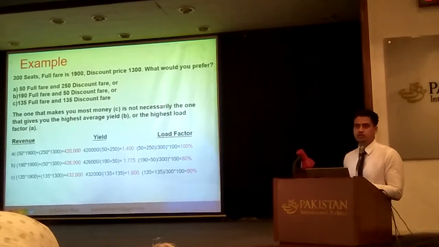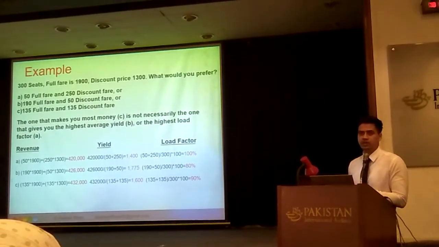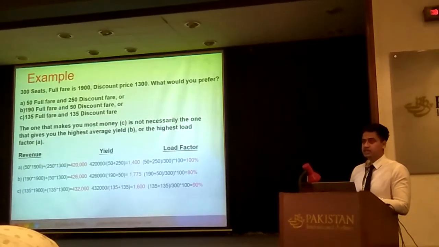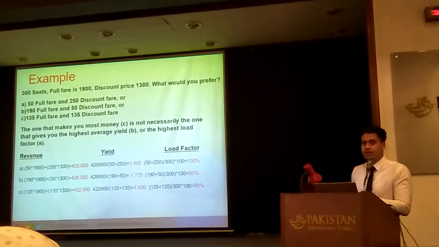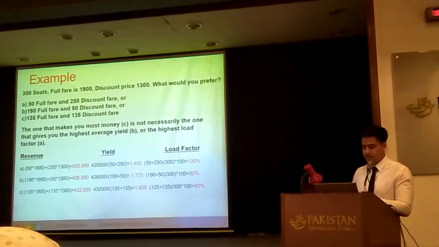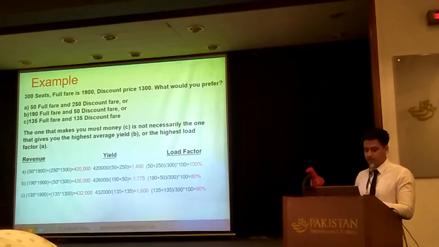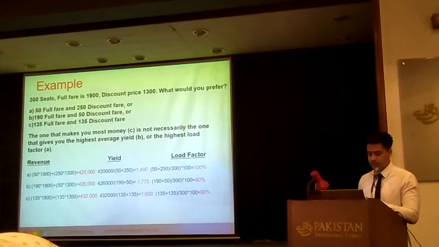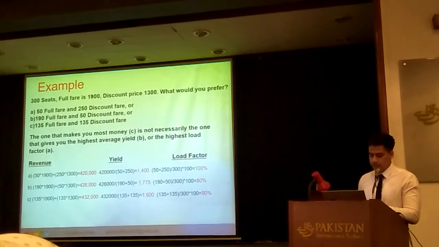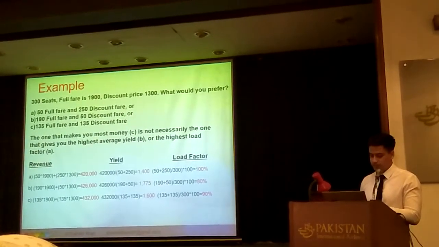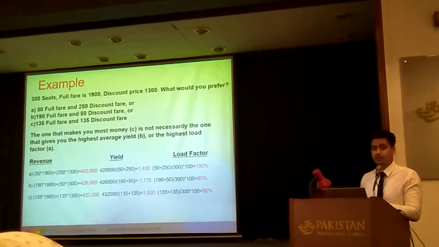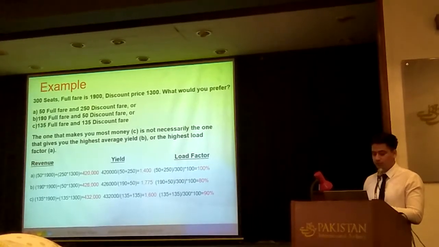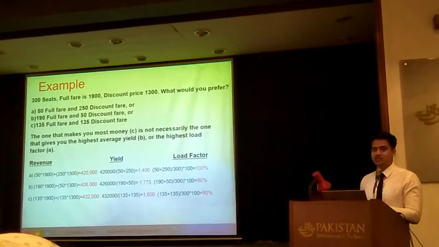that's not what revenue management is concerned about. Revenue management is concerned about the average yield, the average money they are making per seat. If you look at the yield, I divided this money by the number of seats I sold. So per seat, I'm earning 1,400 in situation A, and in situation B, I'm earning 1,775. In situation C, I'm earning 1,600 per seat. So if you look at these figures, I'm earning more money per seat in situation B, which is 1,775.